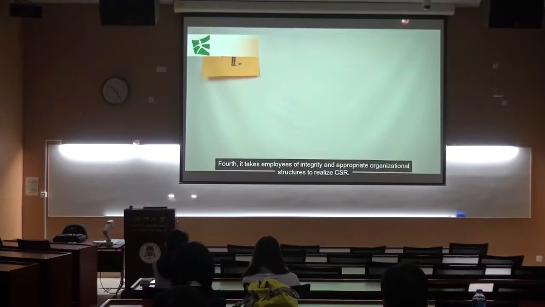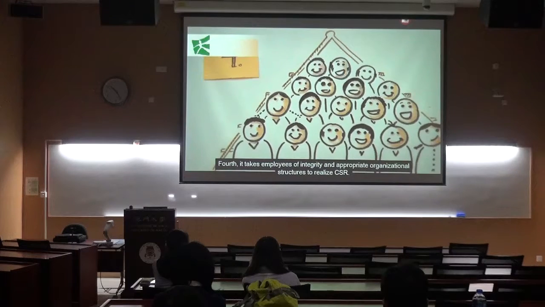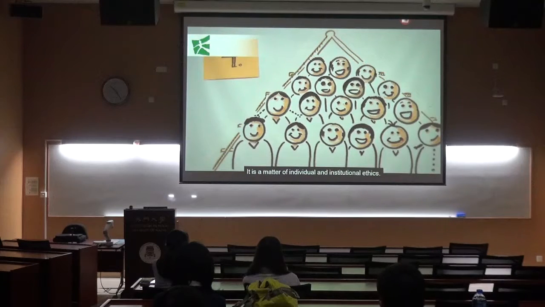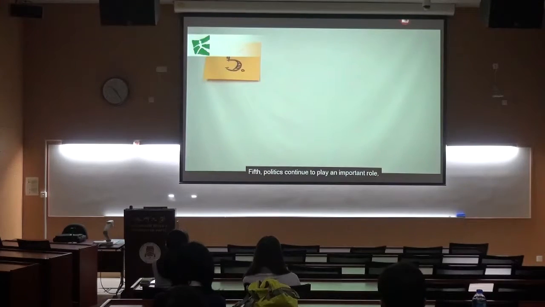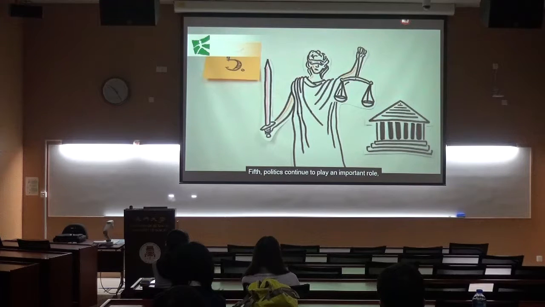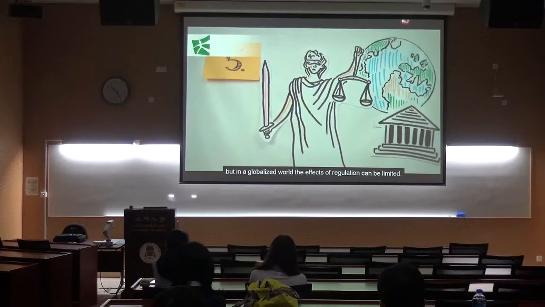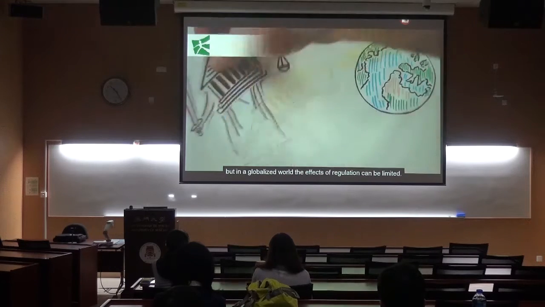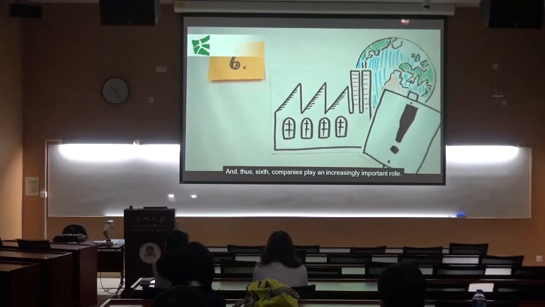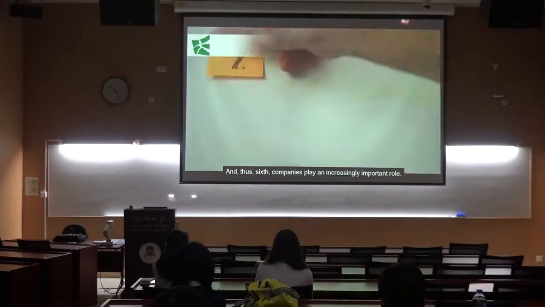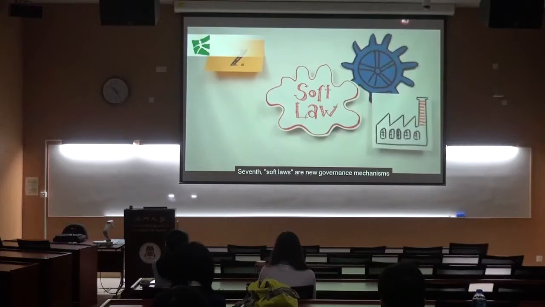Fourth, it takes employees of integrity and appropriate organizational structures to realize CSR. It is a matter of individual and institutional ethics. Fifth, politics continue to play an important role. But in a globalized world, the effects of regulation can be limited. And thus, sixth, companies play an increasingly important role. Seventh, soft laws are new governance mechanisms based on companies' self-commitment.